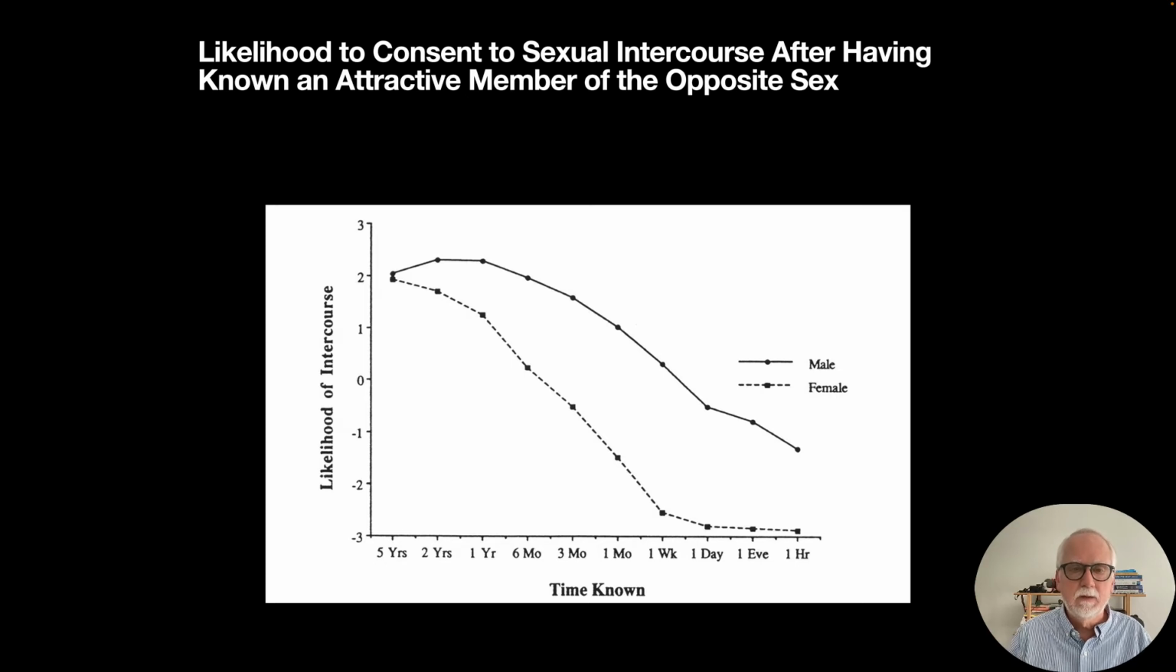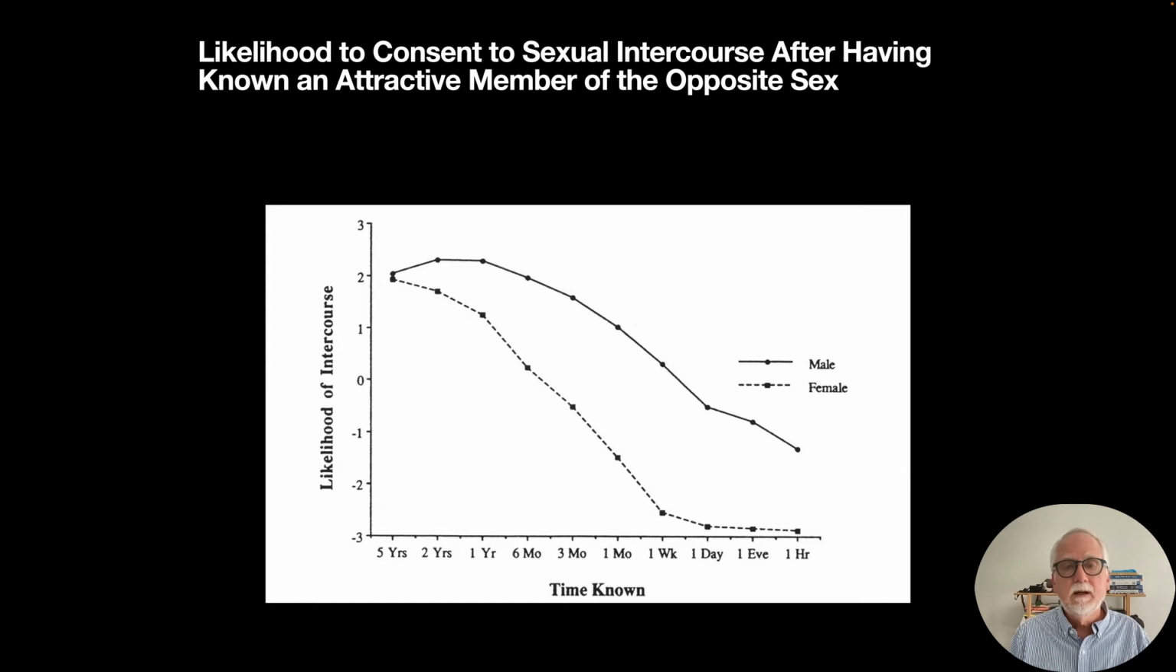And you can see there's no difference between men and women. Males and females in this study are equally likely to say, well, gee, if I've known somebody for 5 years, I would definitely be having sex with them. Now let's go down to 1 year or 6 months, and the question is, what's the chance that you would agree to have sexual intercourse with somebody after just 6 months of knowing them?